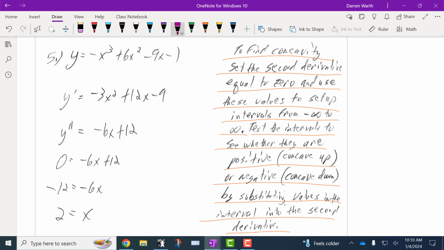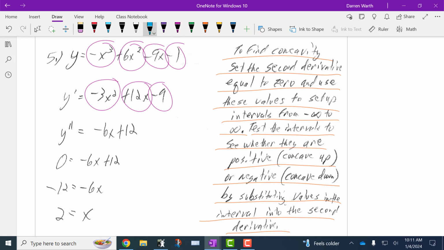So I'm going to go ahead and find this derivative. Negative x cubed becomes negative 3x squared. Plus 6x squared becomes plus 12x. Minus 9x becomes minus 9. Of course, negative 1 becomes 0. And so now I've got the first derivative: negative 3x squared plus 12x minus 9.